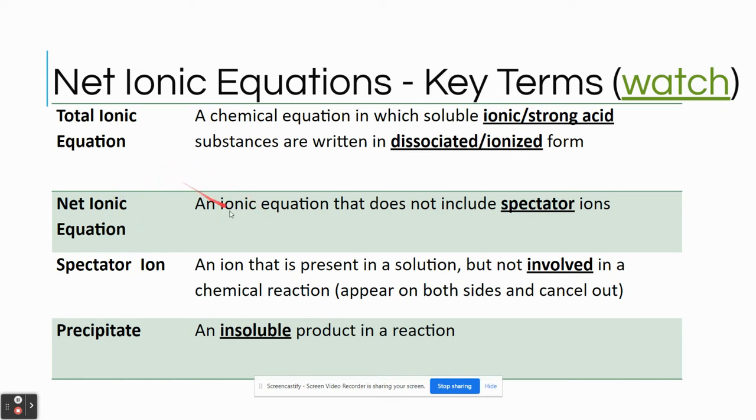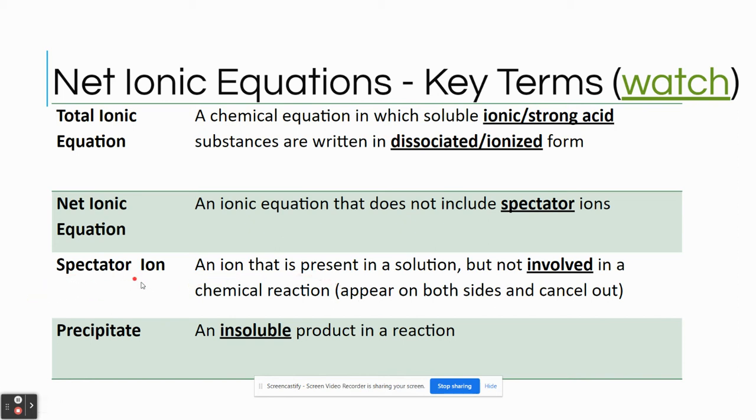The net ionic equation is an equation that shows only the ions that are really involved in the reaction, that are doing something in the reaction, and all the other ions that are not really doing anything, we don't include them. Those ions that just kind of sit there, just kind of watching, are called spectator ions. So a spectator ion is an ion in a solution that's not involved in the reaction. In fact, you could cancel them out because they're not really doing anything.